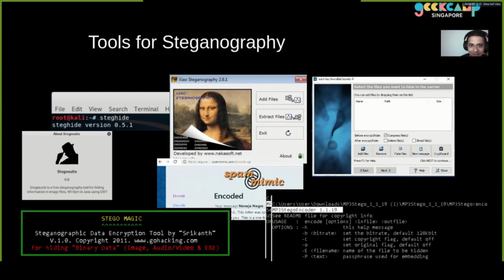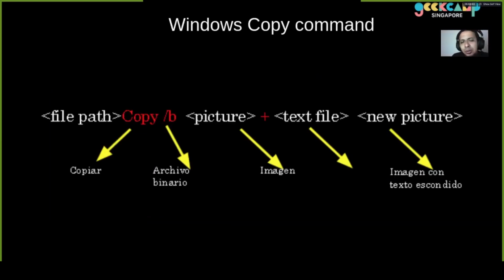So this is a pretty interesting part. Let's go to the basics. For example, a very simple one could be just the copy command from Windows. Every single Windows computer will have the copy command. However, if you use it like this, you specify copy /b because you are going to modify the file in binary mode. You're going to specify the cover file, in other words, the original file where you are going to hide the information. Then you're going to specify the text file.